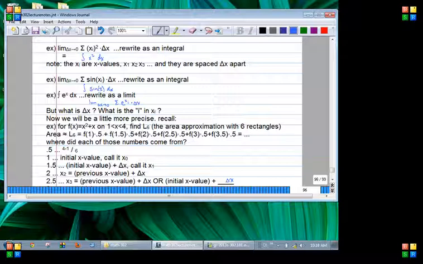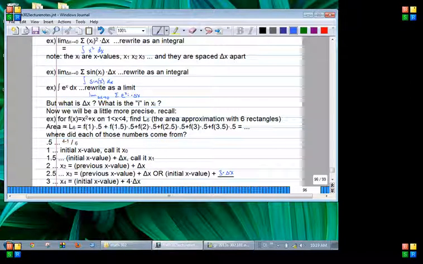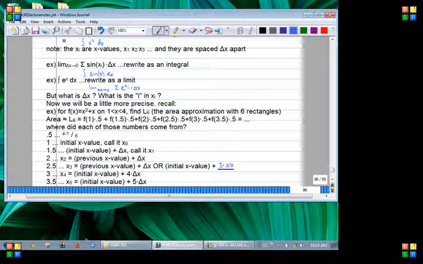From the initial x value, how many delta x's did we add? We added 3. So now guess for the next x value, which is 3, in notation x4, it's the initial x value plus 4 delta x. And then x5 will be the initial x value plus 5 delta x. So we can now turn this into a general formula for what we're actually doing in L6, and in fact a general formula for Ln.